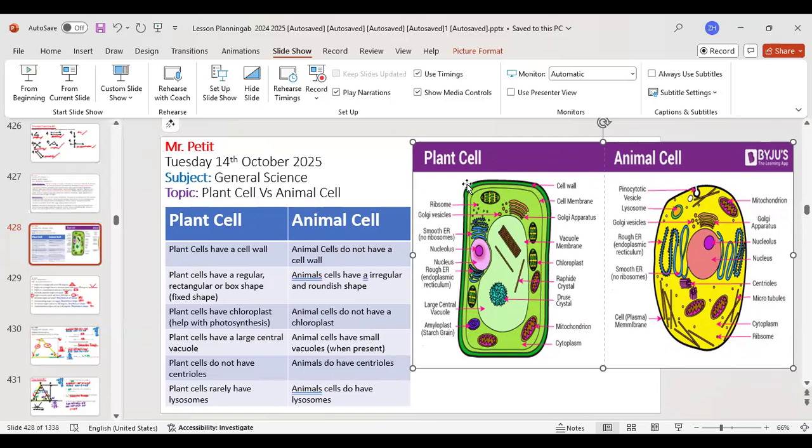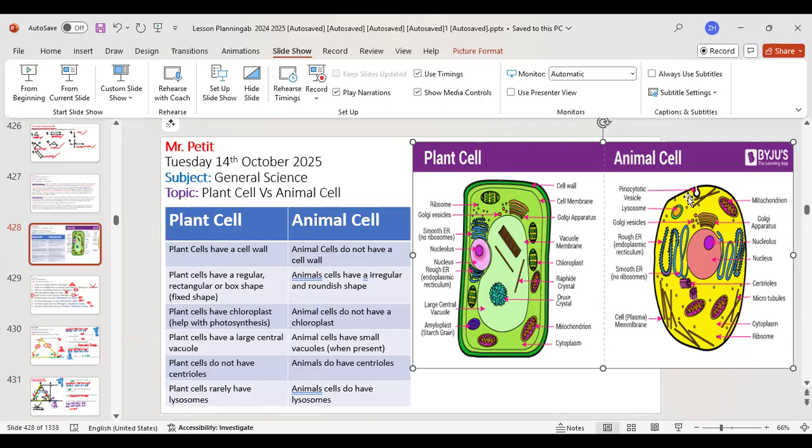Like we said, the plant cell is going to have a rectangular shape. It's going to have a cell wall. The cell wall is there for rigidity. It provides strength to the cell. It prevents the cell from bursting. It's basically there to be the strong structural component of the plant cell.